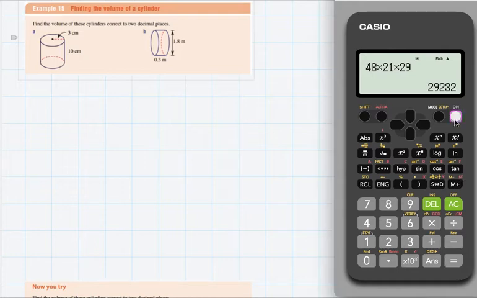We're going to be looking at the volume of cylinders. In this case, we've got two cylinders we'll be looking at. You will need a calculator for this question, so just make sure you have one ready. So let's start off. In the previous video, we looked at what the rule for a volume of a cylinder was.